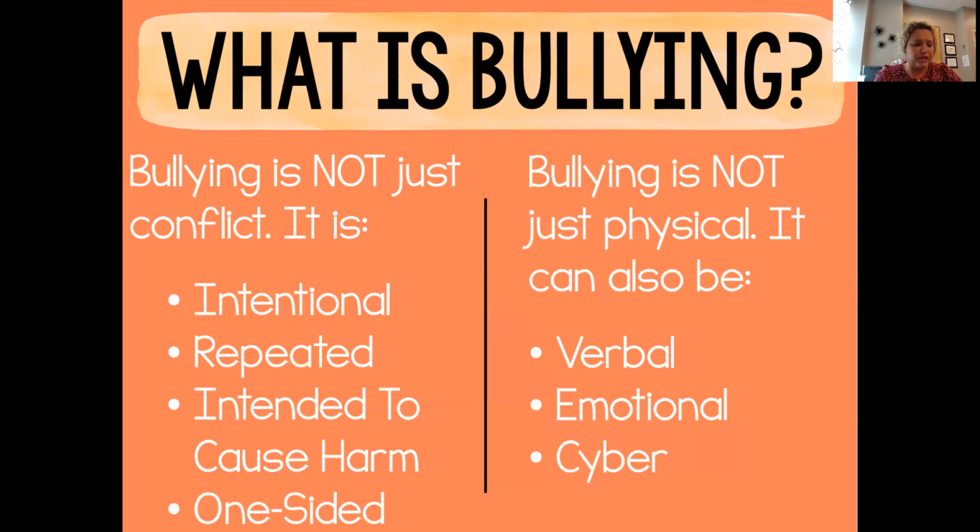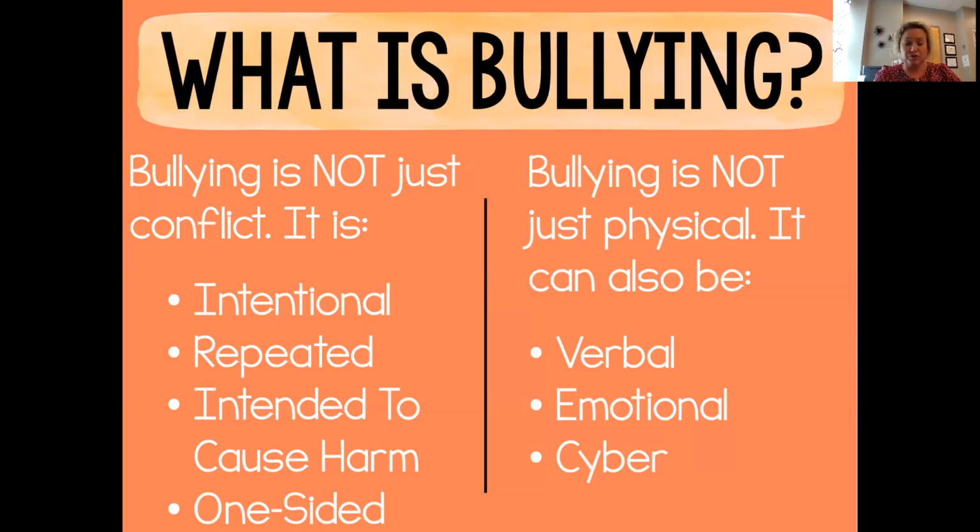Verbal bullying is going to be things like name calling, threatening, and inappropriate comments, things like that. Emotional bullying, which is sometimes called relational bullying, is when someone is excluding a person intentionally, manipulating somebody, or spreading rumors, trying to humiliate somebody on purpose, things like that.